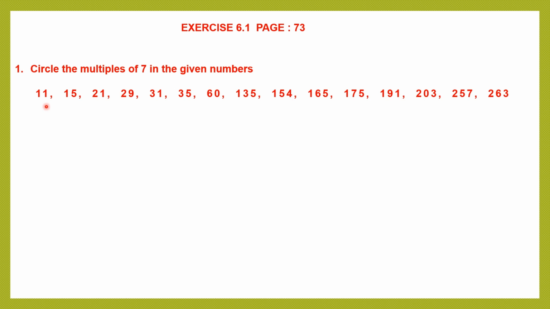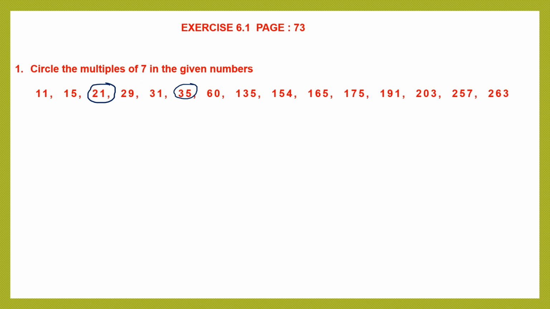So let's begin with the first one, 11. 11 is not in the tables of 7. 15 is not in the tables of 7. 21, yes, 7 threes are 21. So we can circle 21. Then let's go on. 29, no. 31, it's not in the tables. 35, 7 fives are 35. So this is a multiple of 7. Then 60, no. Now 135. From here onwards, if you don't know, you can do actual division and find out.